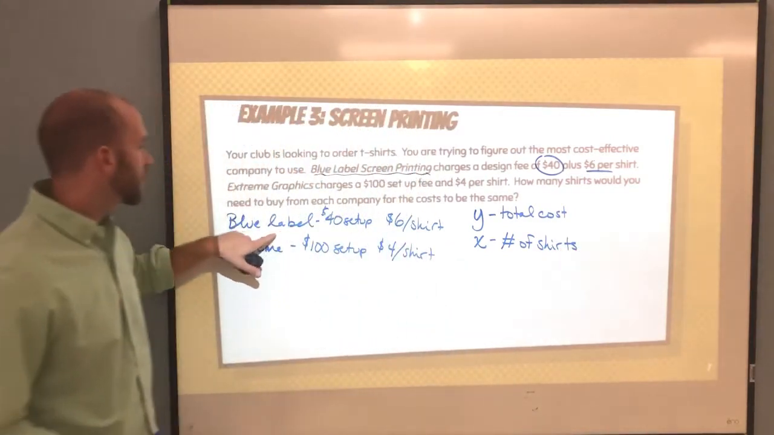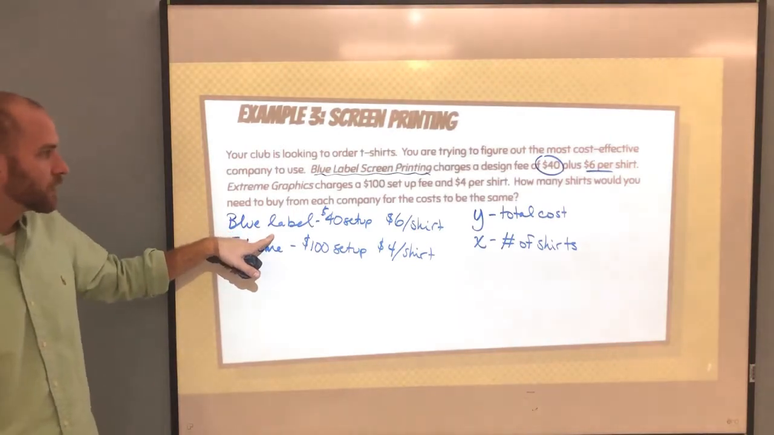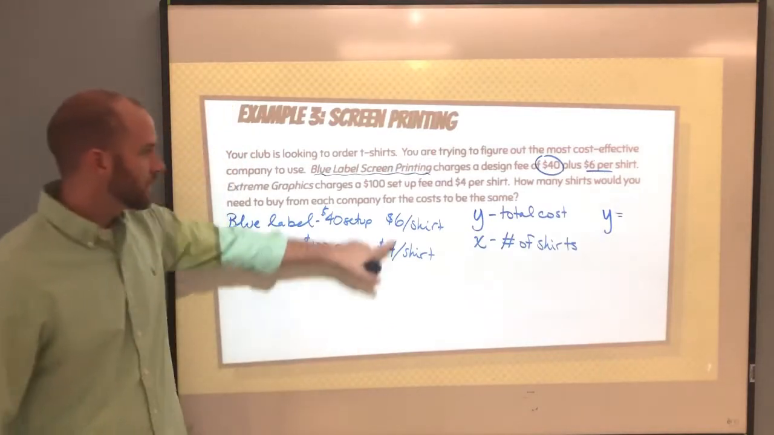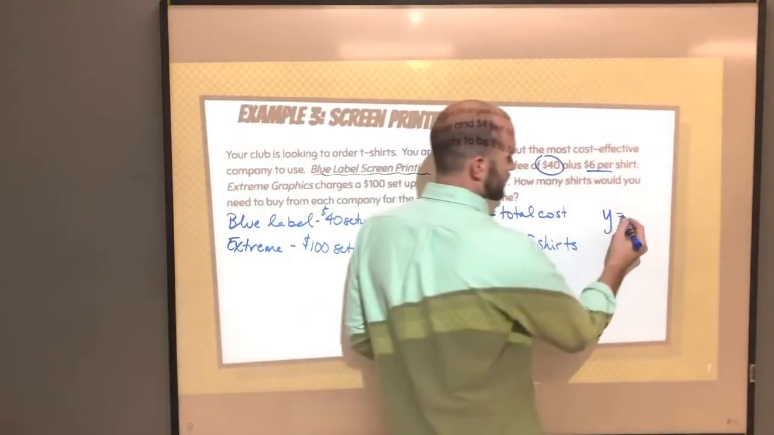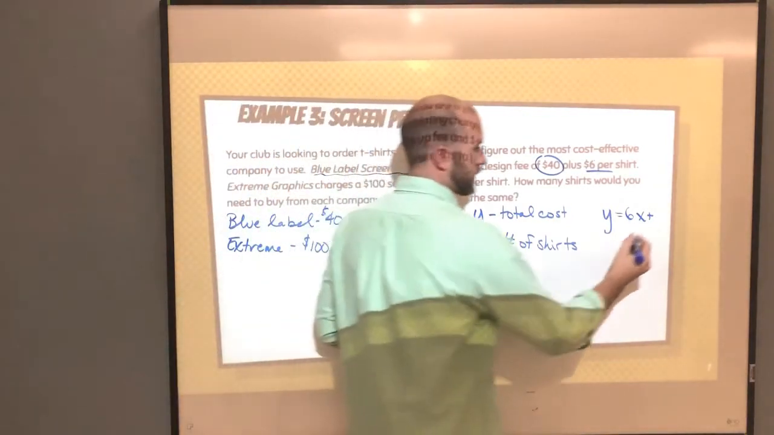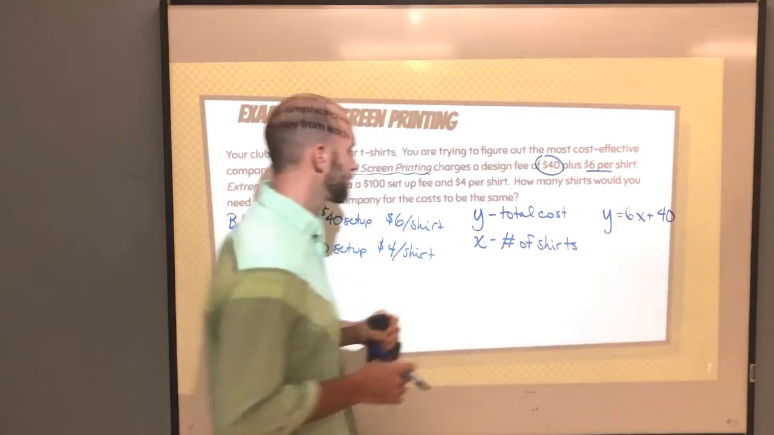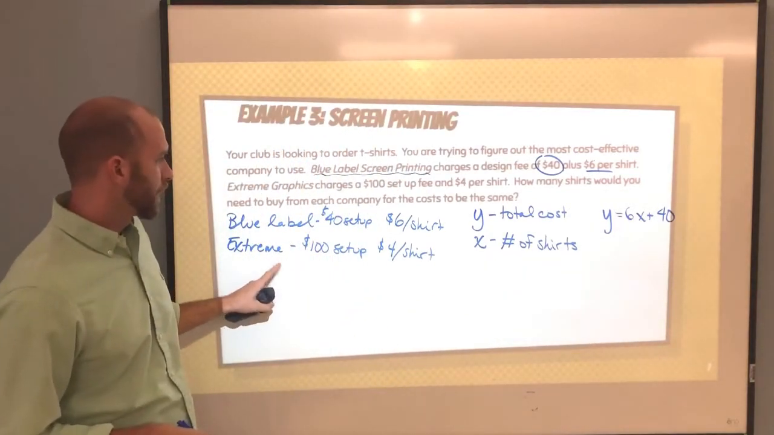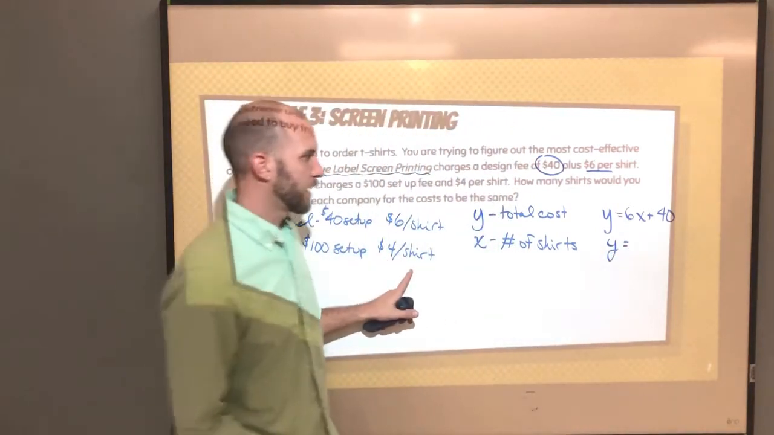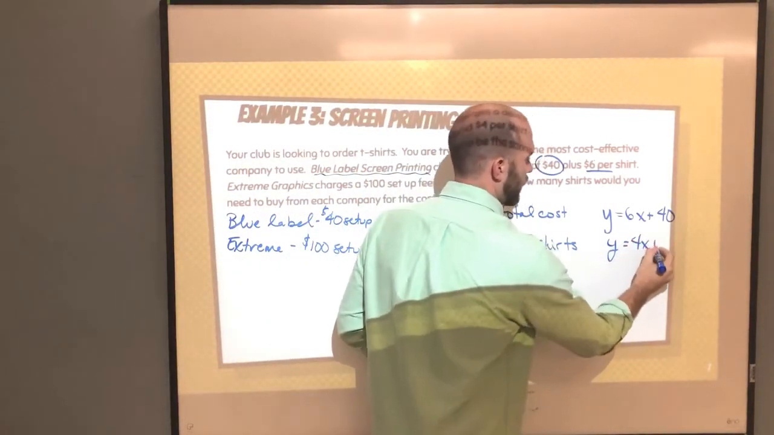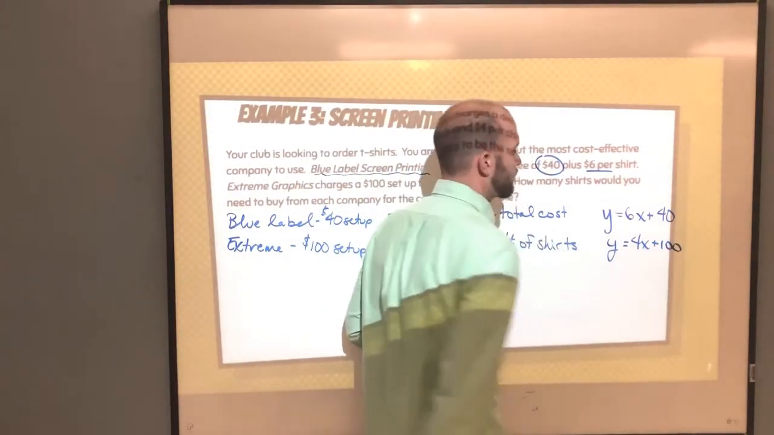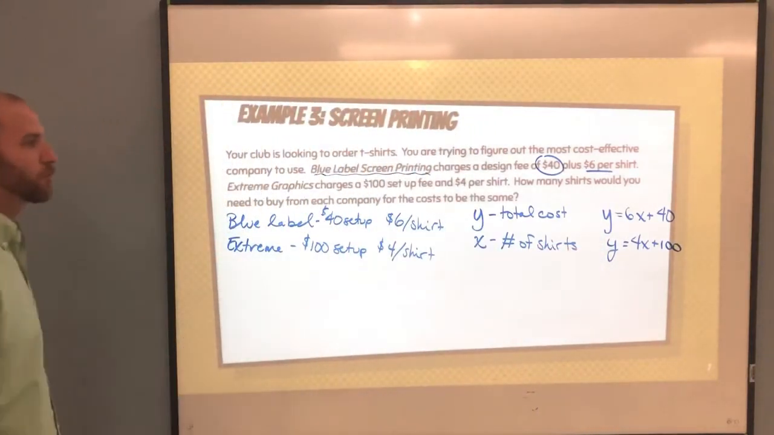Okay? So if we want to make an equation for Blue Label, what would that look like? Well, the total cost, Y, is going to be equal to $6 per shirt, that would be 6X, plus a $40 setup fee. That 40 doesn't change no matter how many shirts we buy. For Extreme Graphics, we know the total cost for them would be $4 per shirt, that would be 4X, plus the setup fee of $100. Okay? Now I've got a system of equations here that I could solve pretty easily.